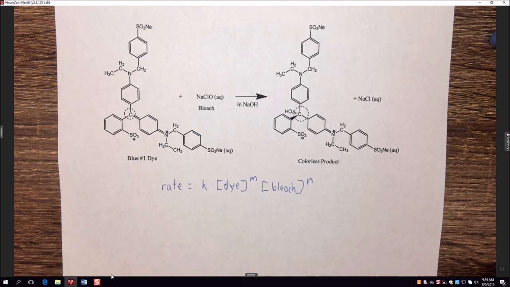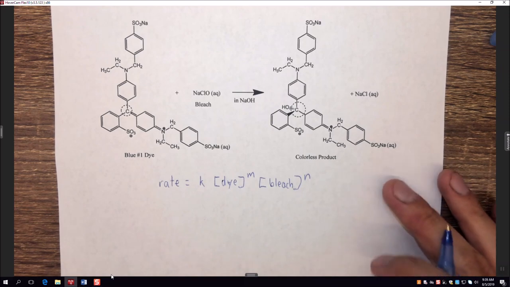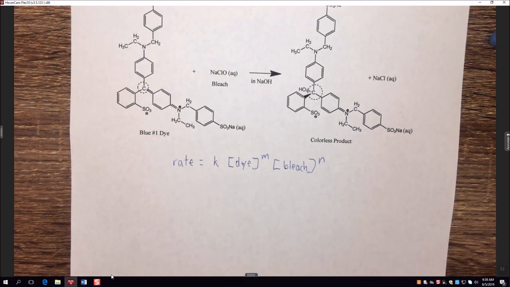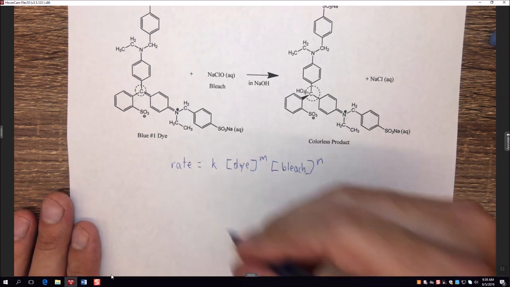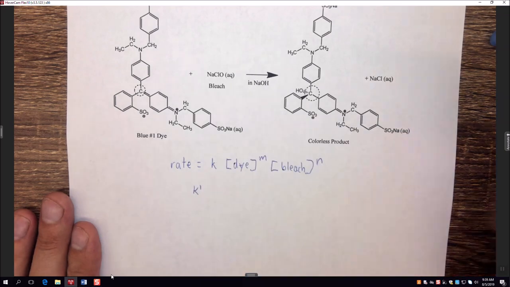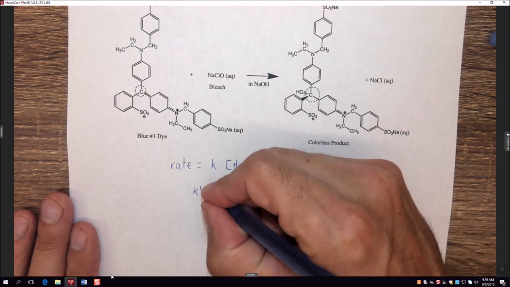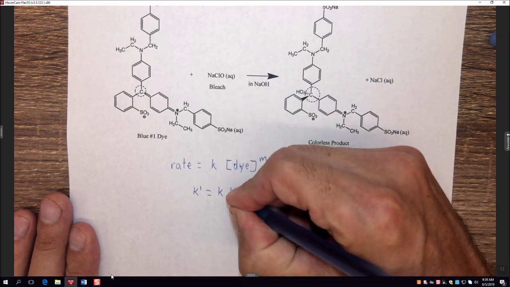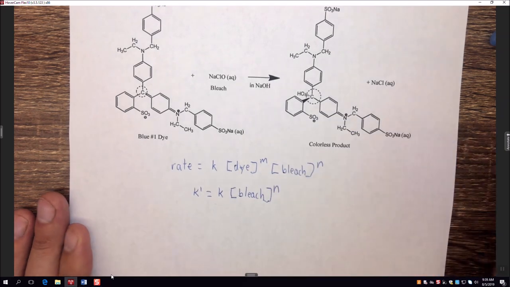So what we're going to do is a little bit different than what you've learned in your textbook, because basically there are some, I want to call them math tricks, that can help us to simplify this equation. And what we're going to do is define a pseudo rate constant. And for the first reaction, I'm going to call that k prime. That is the pseudo rate constant. And I'm going to define that as k times the concentration of bleach to the n power.